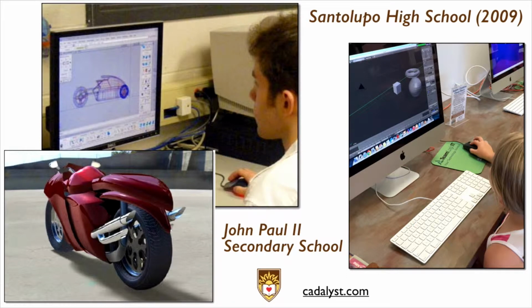So in Santa Lupo High School, back in 2009, a student designed this shape in a 3D modeling program where the student is creating, manipulating, and managing 3D shapes using mathematical and geometric tools. And then, as we see with the John Paul II Secondary School student, you can then, with the same system, convert that to a photorealistic, what's called a rendering. These are the applications of modern mathematics, not even getting into science.